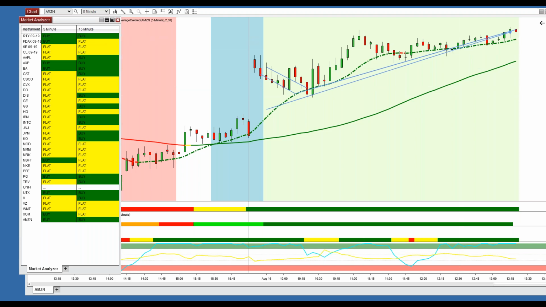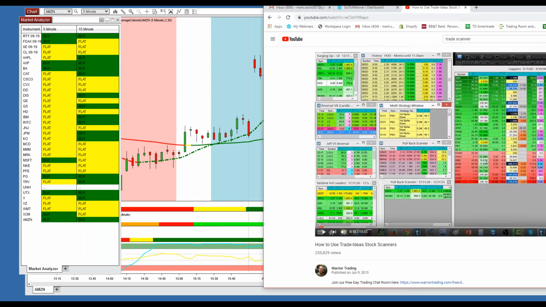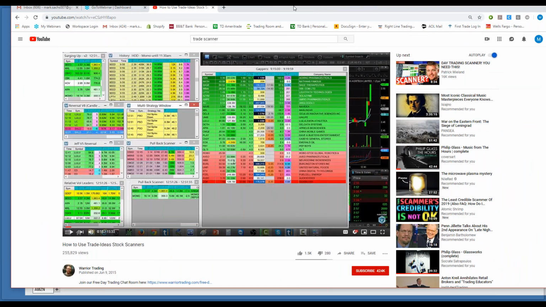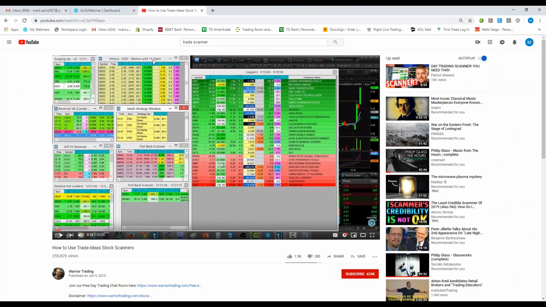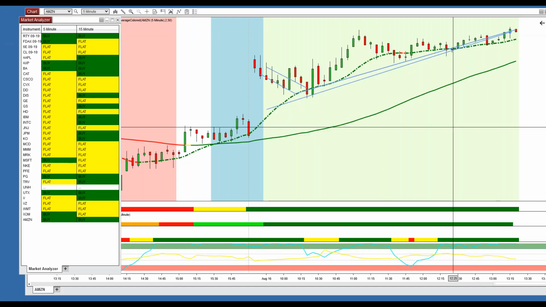This big smorgasbord here isn't giving you any time frame. It's just giving you momentum. It's giving you gappers. It's giving you pullbacks. But you don't know what time frame it's analyzing. It's not analyzing any specific time frame. Here, you get to pick the time frame that you want to analyze.